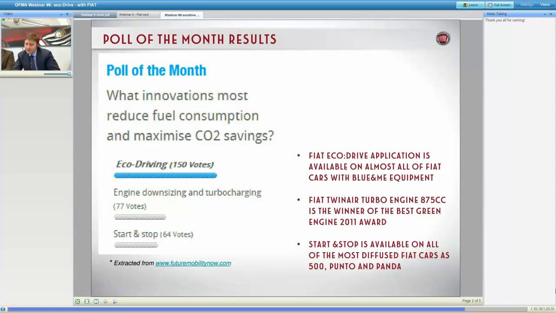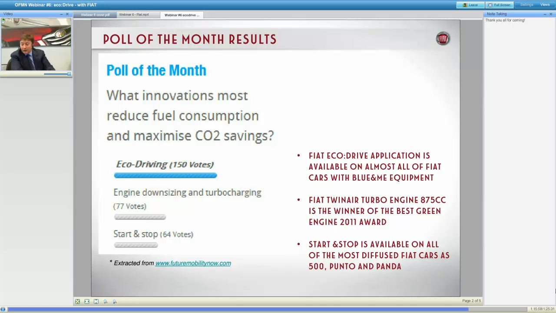So, as you can see in the poll of the month, we have asked what are the innovations that most reduce fuel consumption and maximize CO2 saving. What we saw is that most people have replied that it is eco-driving and engine downsizing. All this information is right, and Fiat has a solution for each of these innovations. So we have the Fiat EcoDrive application available on almost all Fiat cars with Blue and Me equipment.